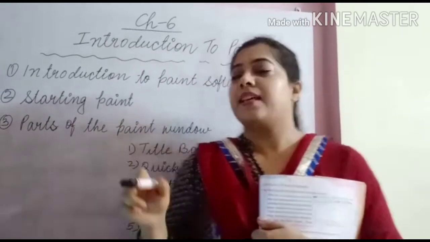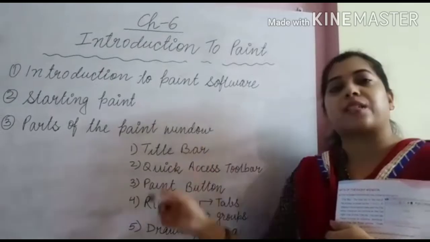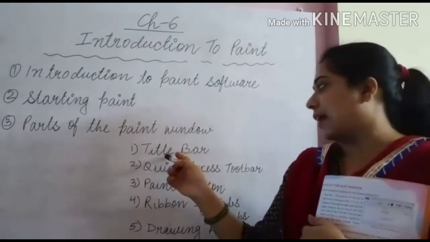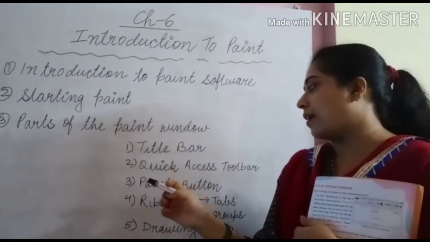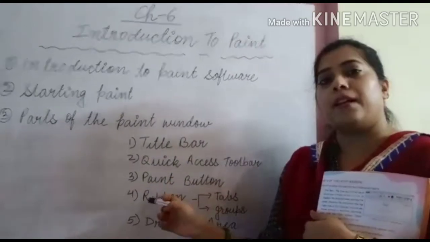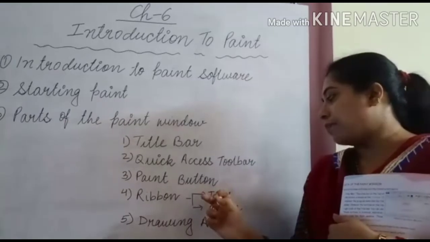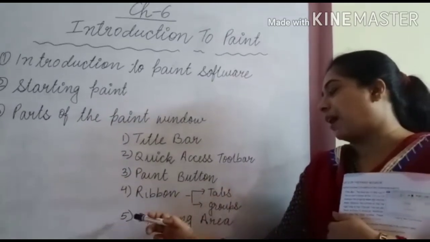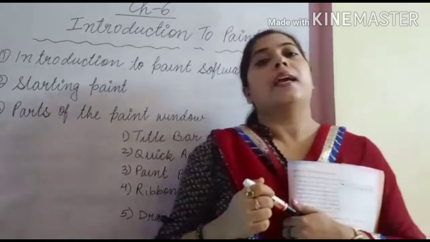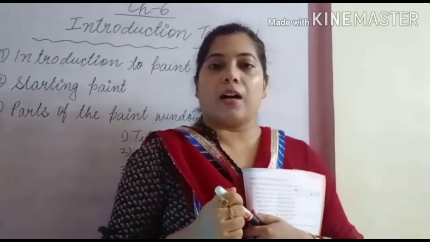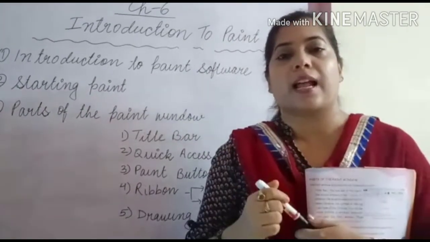Understood? And these are the different parts which we studied in the last class: title bar, quick access toolbar, paint button, ribbon. Again, the ribbon is divided into 2 parts, that is tabs and groups, and the 5th and last part is the drawing area. I have already taught you this in the last class.